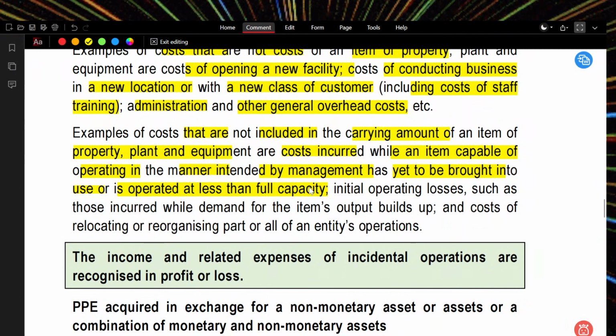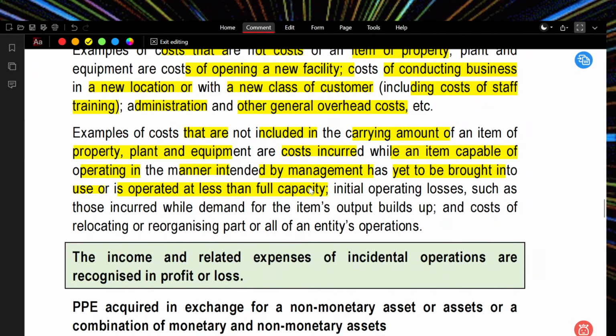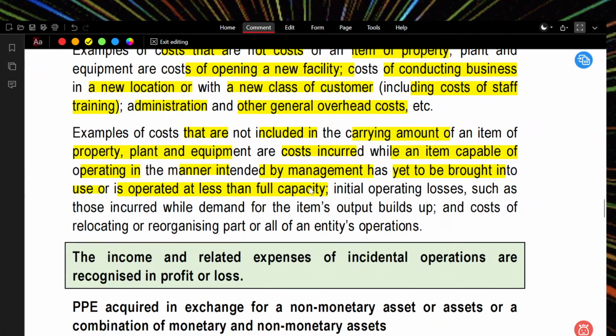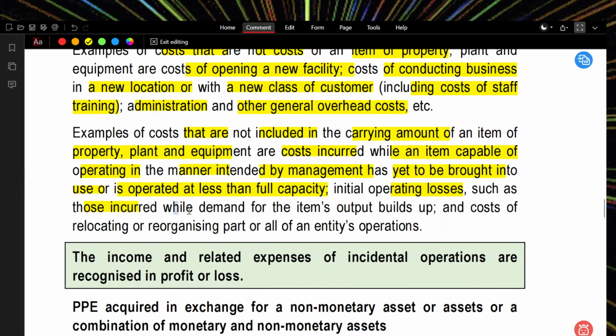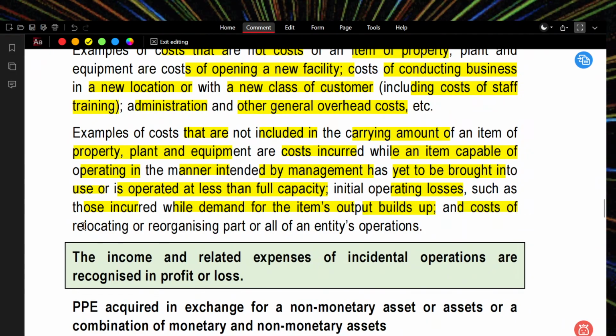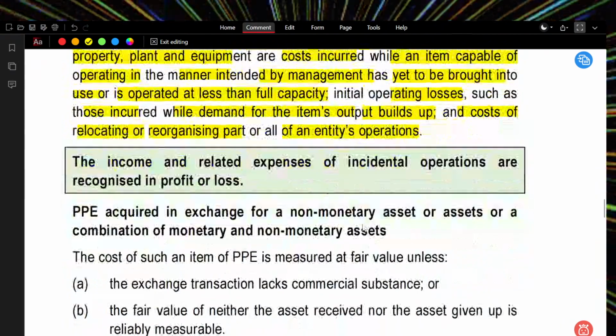The team did the work and got that output. Now the cost of the team that came will be my cost, because I want to achieve my full capacity. So I have incurred some cost: initial operating losses, which are incurred while demand for the output builds up, and the cost of reallocation and reorganization of all the entities operating. Sometimes reorganization is a cost of the business.